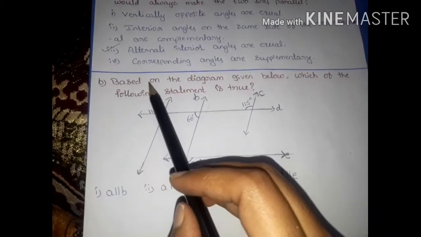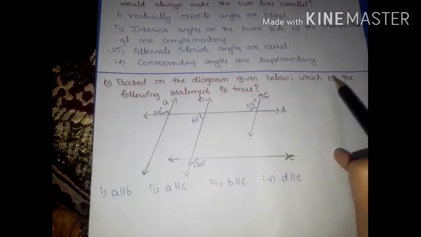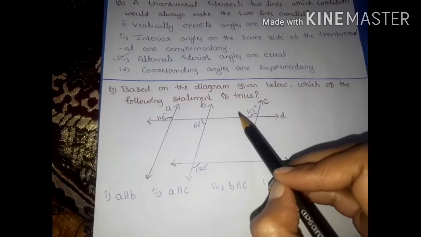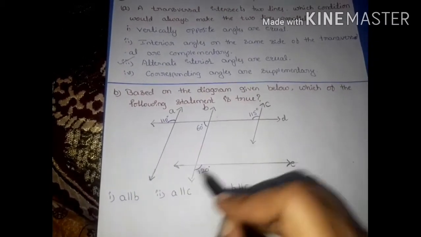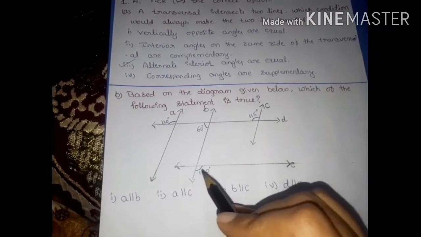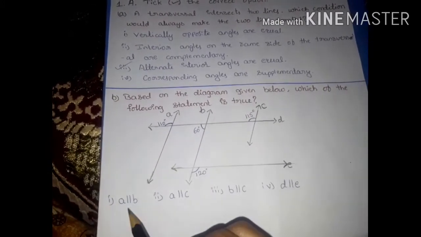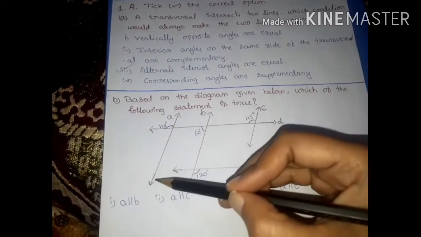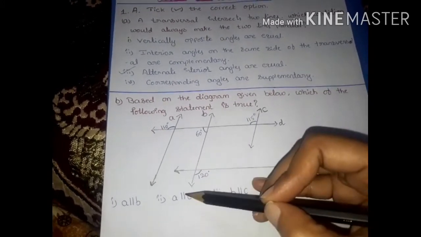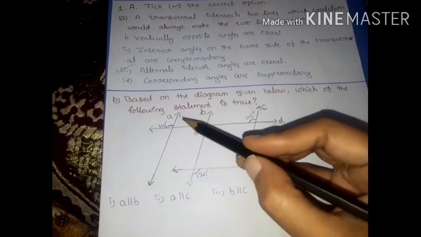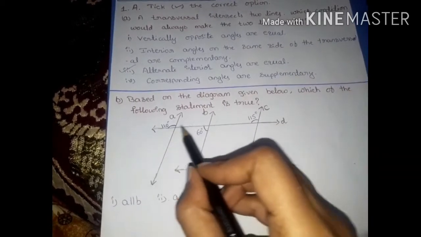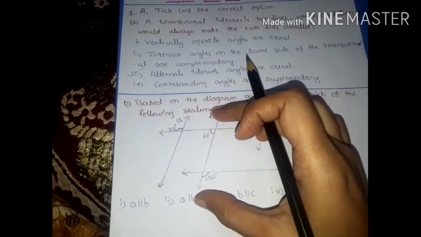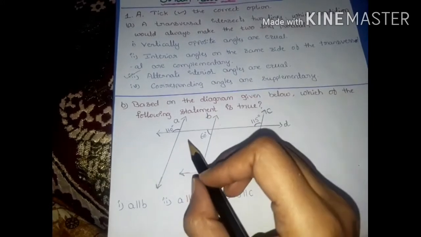B question. Based on the diagram given below, which of the following statements is true? Here a diagram is given. By observing the diagram, you have to judge which option or statement is true. Here the first option: A is parallel to B. This line A is parallel to B, given. Now you have to check whether it is correct or not. Here line D acts as a transversal for lines A and B. Now you have to check whether it satisfies the condition or not.